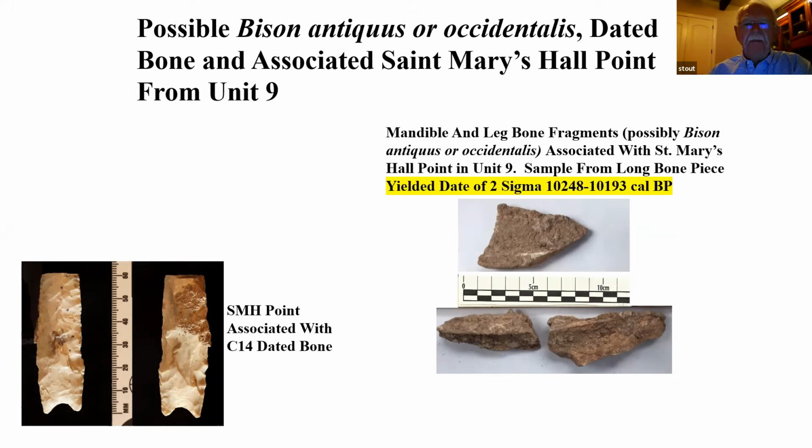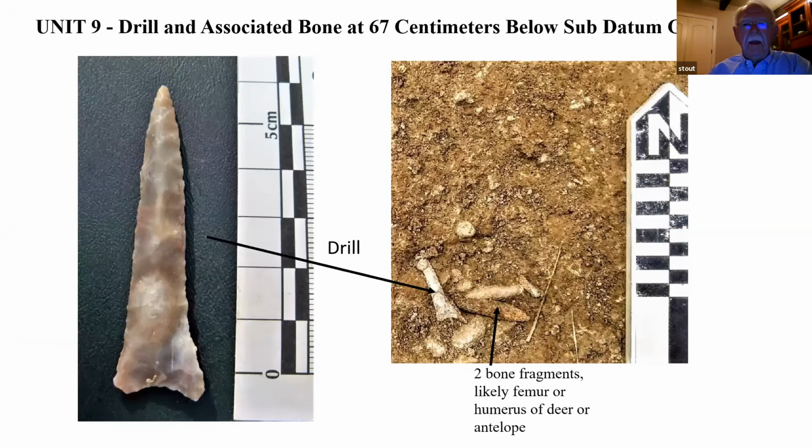Further down in that unit was this, a beautiful drill. And it was literally lying on top of 2 bone fragments, which, because of the thickness of the bone wall, were not buffalo. They're too small to be buffalo, but they're larger than a small mammal. Most likely they were deer or antelope.